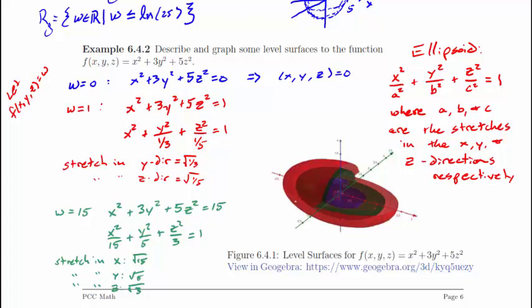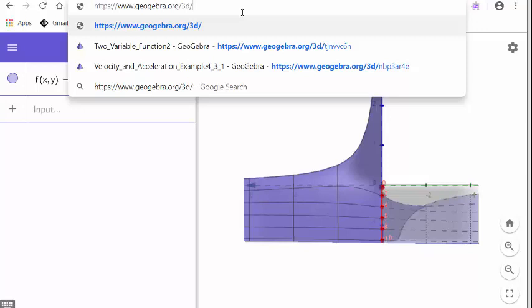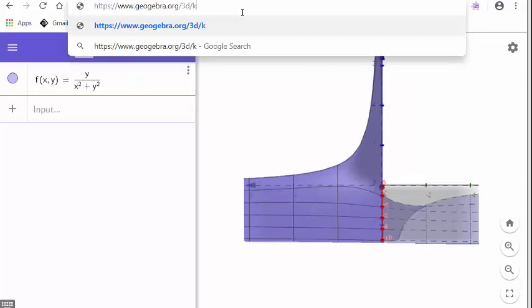For each of these, let's go ahead and pull up the GeoGebra here. I'm going to type in that link real quick. It doesn't work in the software that I'm working with as well as I would like. So, KYQ5UEZY.